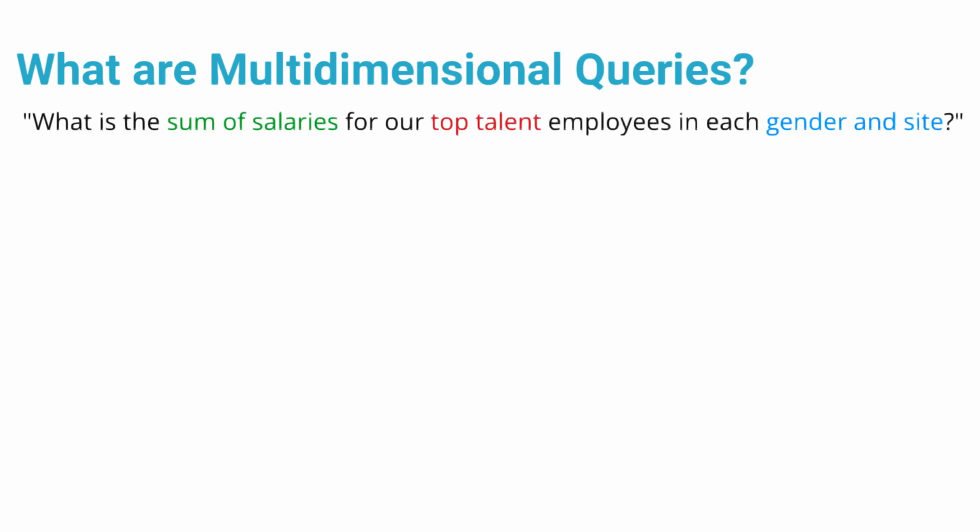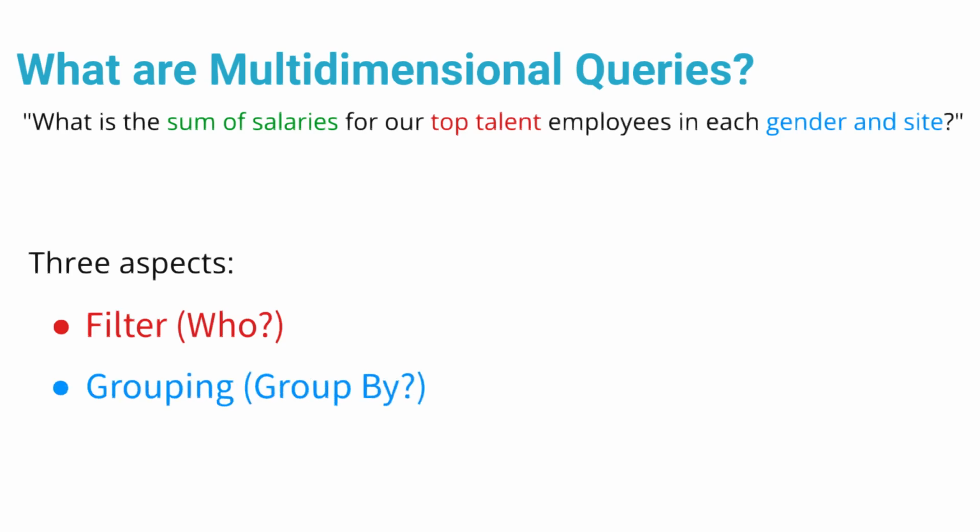Think of a question like, what is the sum of salaries for our top talent employees in each gender and site? This question has three key components. Filter defines the specific data you're interested in, like high performers. Grouping specifies how you want to categorize your data, such as by city and ethnicity. Measure is determined by how you're aggregating, such as a count, sum, or average. Answering multidimensional questions boils down to these three steps.